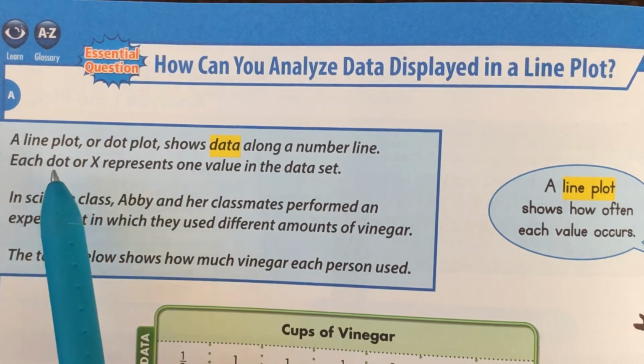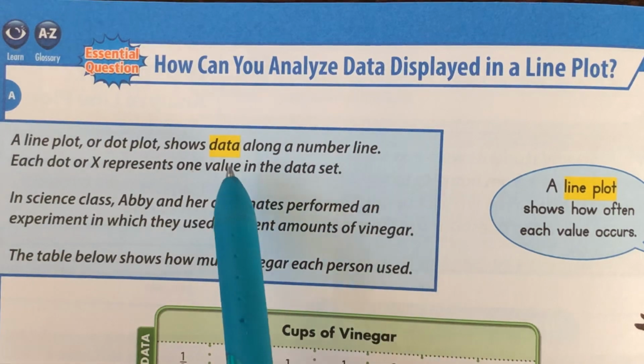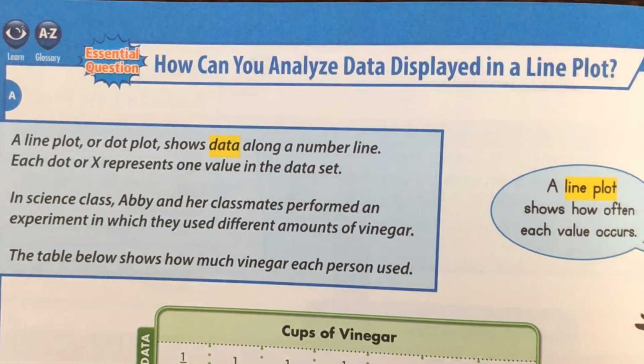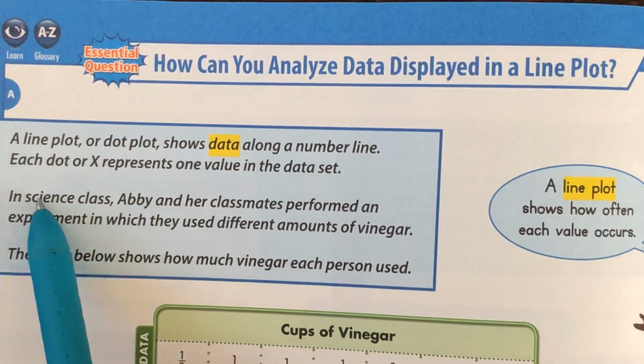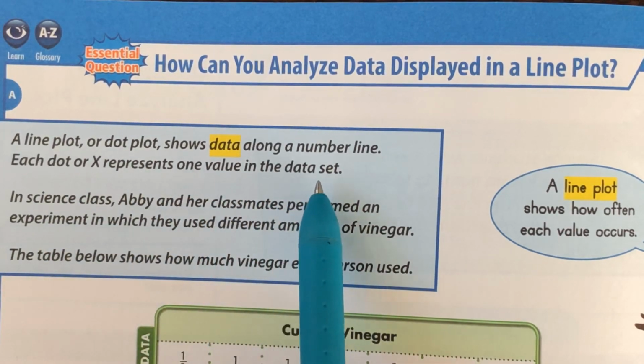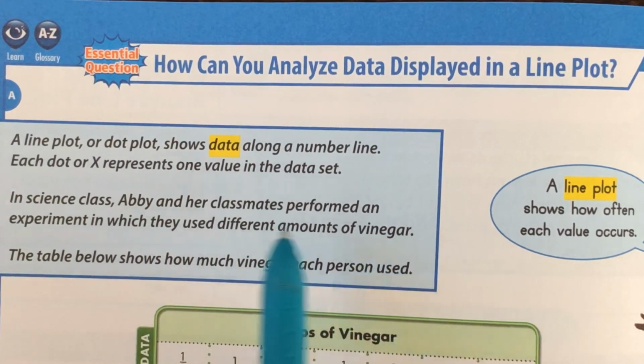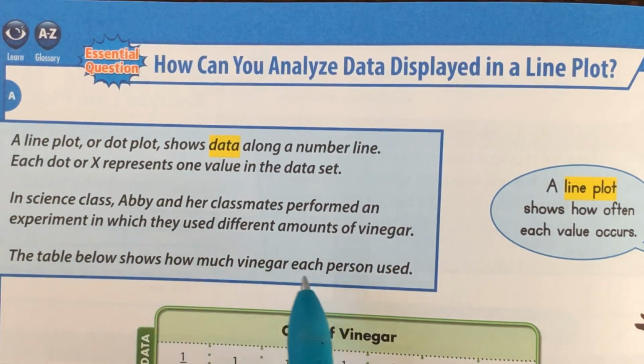So a line plot, or dot plot, shows data along a number line. Data is really just collected information. Each dot or X represents one value in the data set. So in science class, Abby and her classmates performed an experiment in which they used different amounts of vinegar. The table below shows how much vinegar each person used.